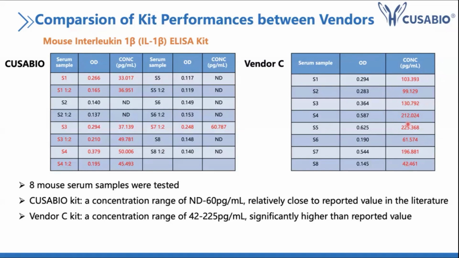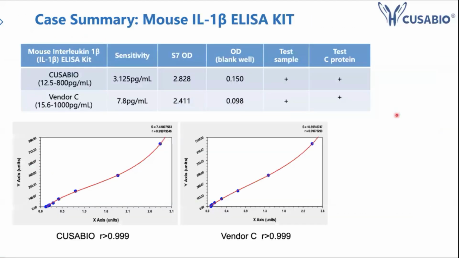Based on our research of the literature, I think the concentration range from the CUSABIO kit is close to what has been reported in the literature. Compared to CUSABIO, the concentration detected with vendor C is very significantly higher than what has been reported before. So maybe not that good.